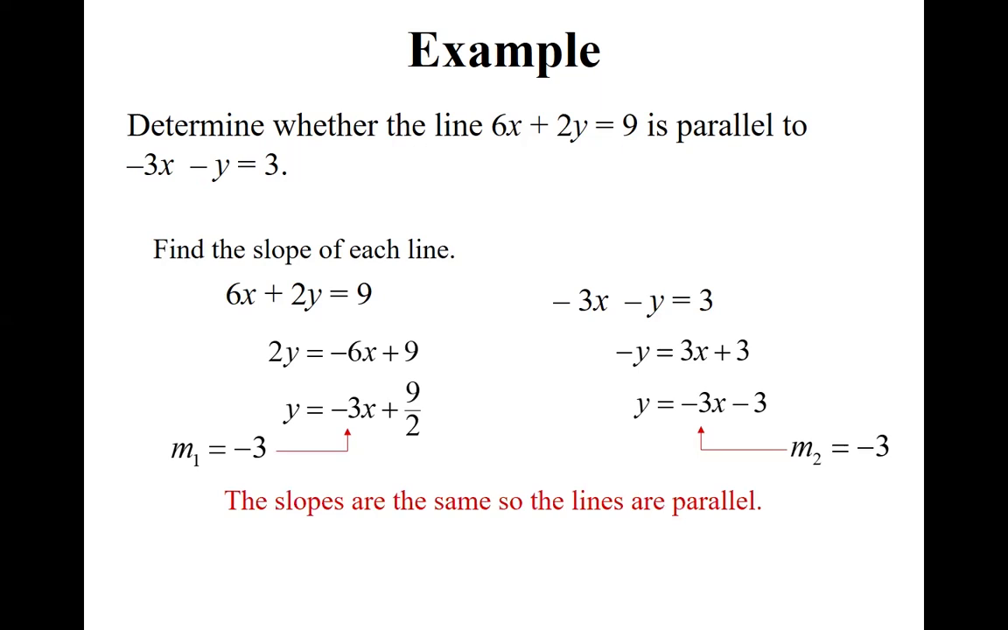If we were to graph both of these, they would both have the slope of -3. One would cross the y-axis at +9 halves. The other would cross the y-axis at -3, but they would never intersect each other.